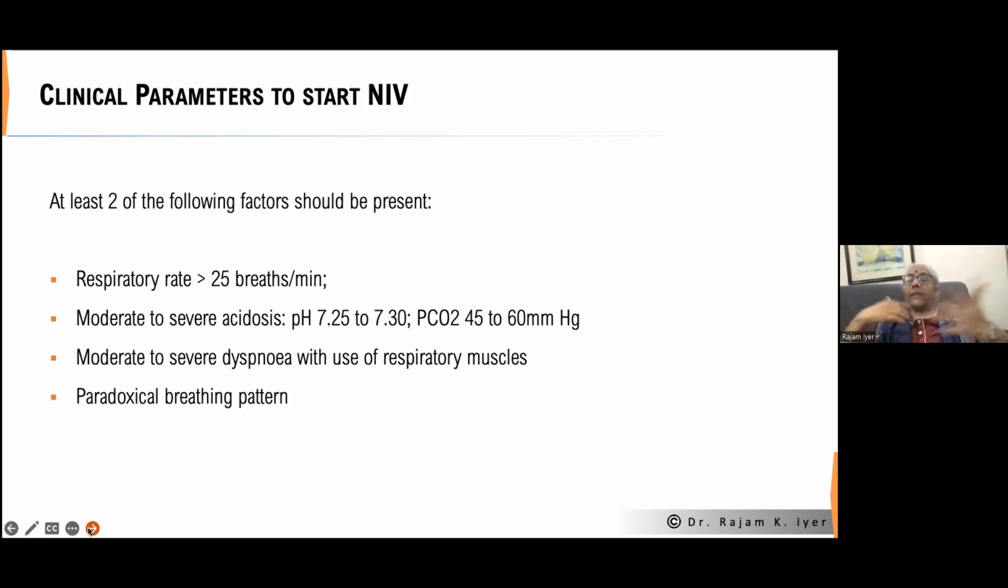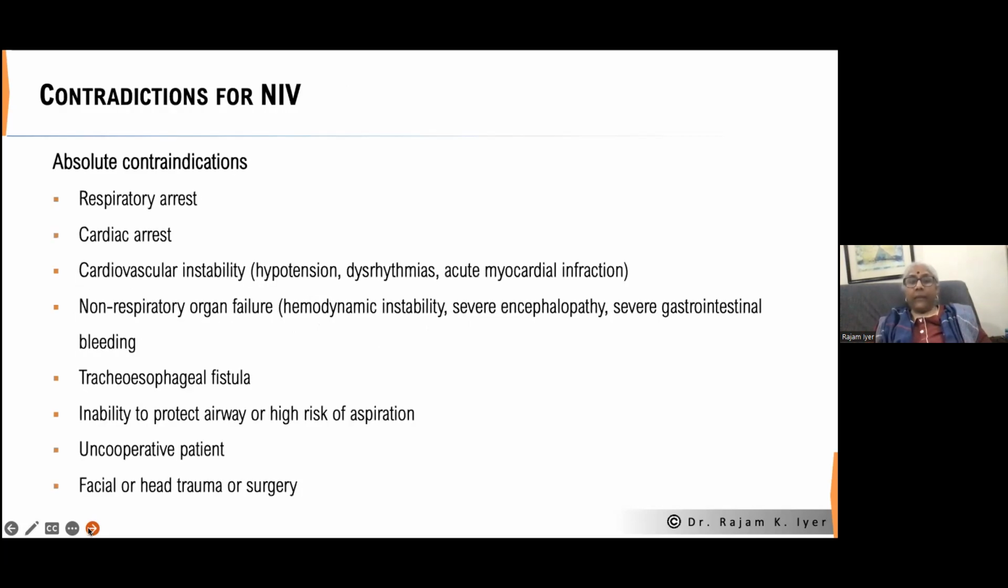But paradoxical breathing is exactly the opposite. And when that happens with type 2 respiratory failure or respiratory acidosis in an alert patient, you can use NIV. So absolute contraindications are respiratory or cardiac arrest, which means the patient is really not there with you or is unconscious. And also locally, if there is an anatomical issue, like facial or head trauma, then there's no point using NIV.